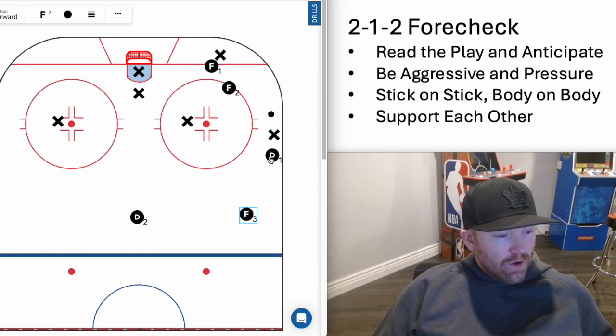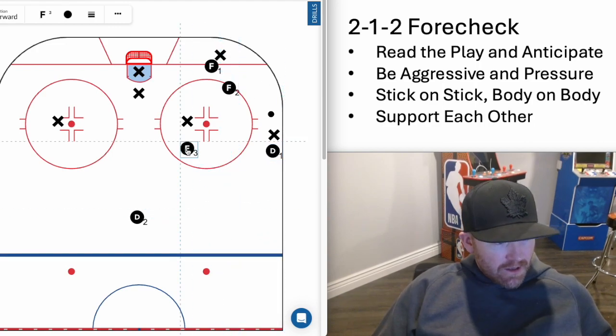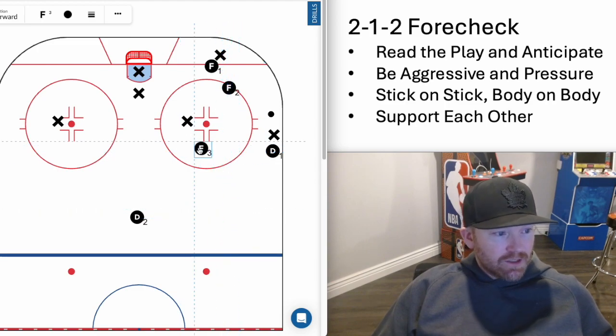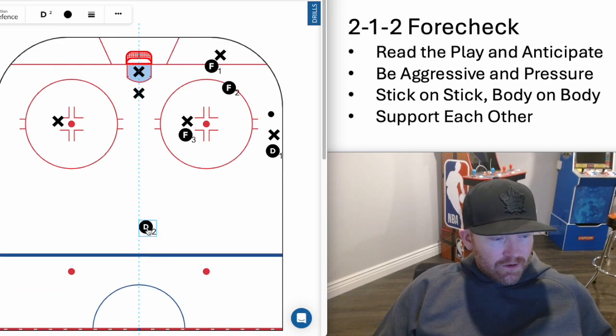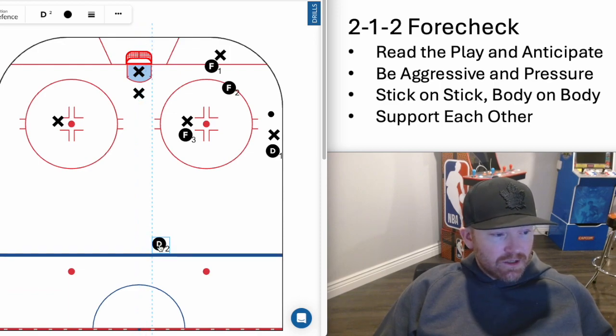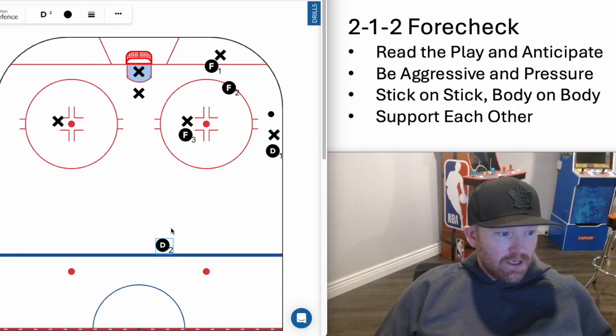On this situation where our defense pinches, while the F3 needs to come across and support, the D2 also needs to realize that their D partner's pinching, and they can start to hover over into the middle. They don't want to go right over until they know the puck's coming out, but they do want to go over closer to the middle of the ice, take away the middle. Just in case the puck does either bounce out in the middle or go up the boards, they're there to collect it and make sure, again, the other team doesn't get an easy breakaway.